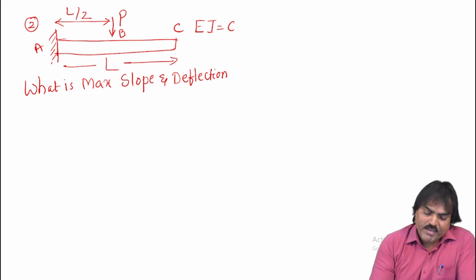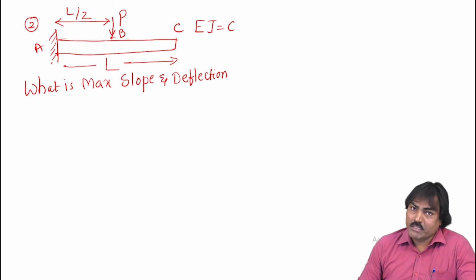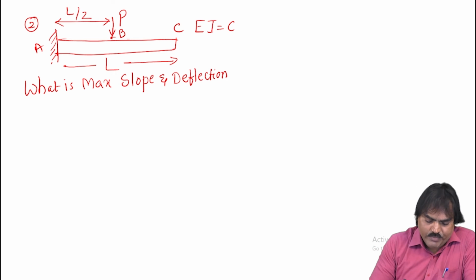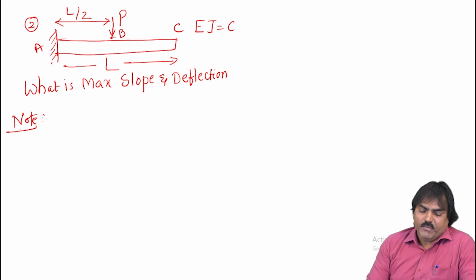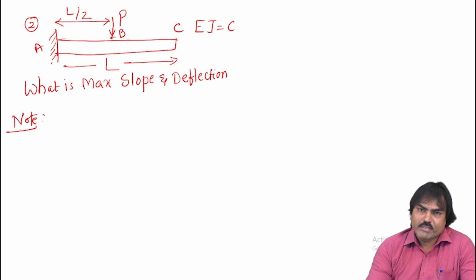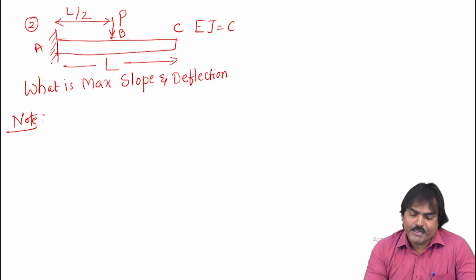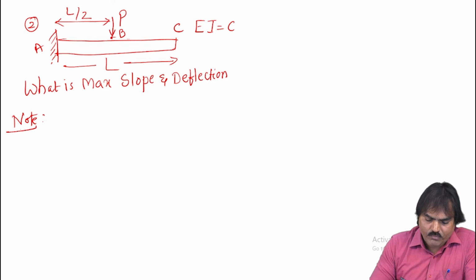Now whenever you apply load here at the center, from B to C, it is like an overhang portion. There is no load. Where there is no load, the slope remains constant. Remember. Note, for a cantilever structure, if the load is acting somewhere, from the point of loading to the free end, there is no bending. When there is no bending, the slope remains constant.